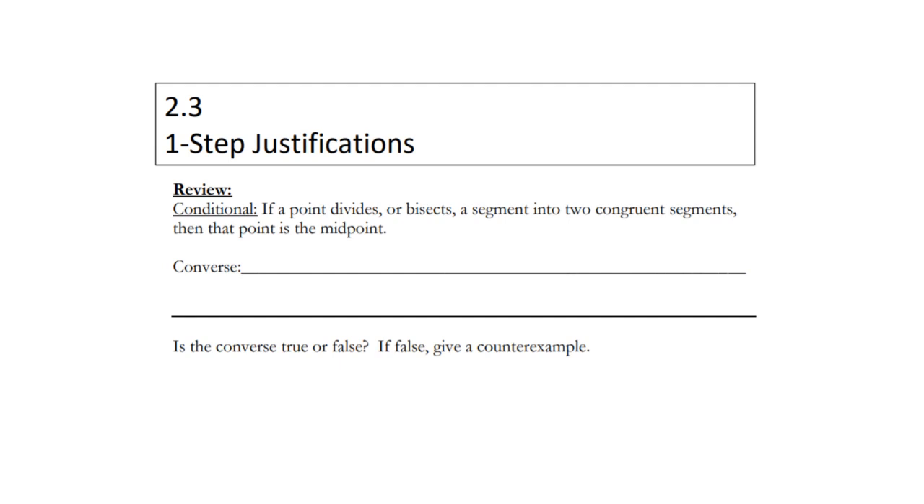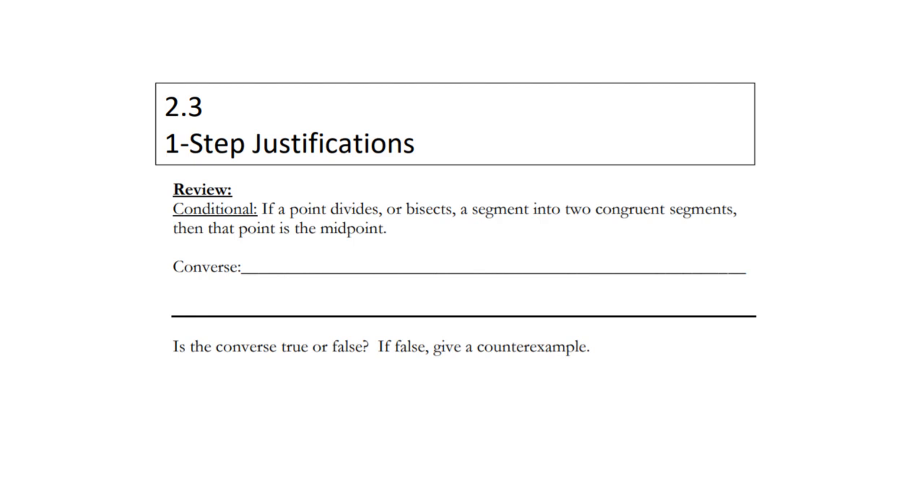This is section 2.3, one-step justifications. Now what we're going to do in this section is actually combine our learning from section 2.1 and 2.2. So we're going to take our if-then statements we've been working on, our conditional statements, and connect them to proof writing like we talked about in section 2.2, where we did proofs with algebra. So now we're going to do some proof steps with geometry.